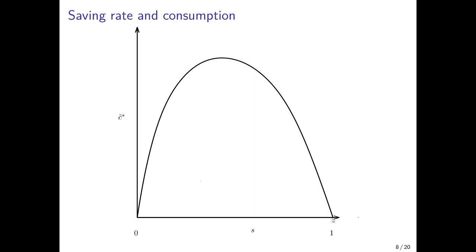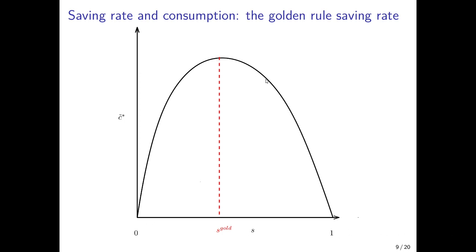However, if we are at the saving rate of 1, we cannot consume anything because we save everything that we have. And somewhere in between would be the saving rate that maximizes consumption per unit of effective labor. In this case, this would be here, and the corresponding saving rate would be the golden rule saving rate that maximizes consumption per unit of effective labor at the steady state.